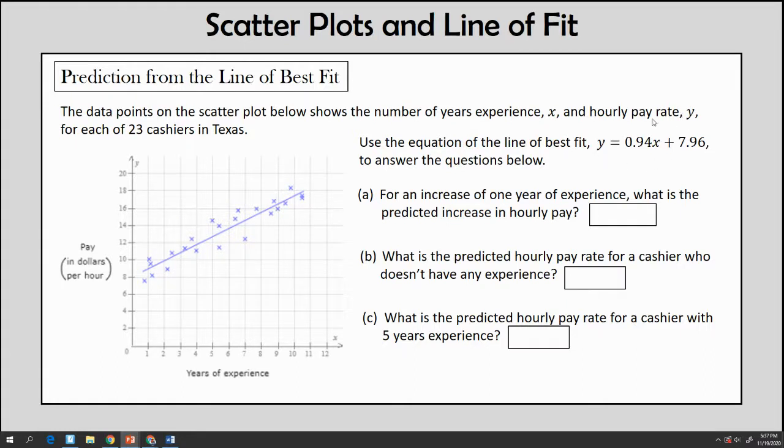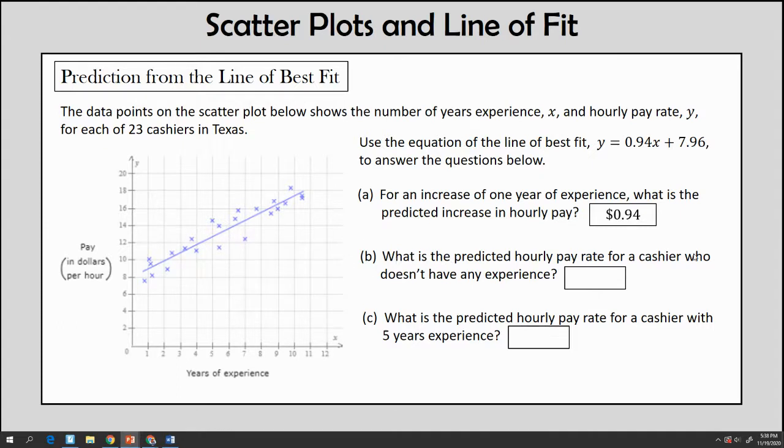Well, you understand what this equation represents. X represents the years of experience. So every time I gain a year of experience, I get to multiply it by 0.94. So the 0.94 is our rate of change. That's what's changing. So that represents our hourly pay increase in a year. That's the rate of change, 0.94.